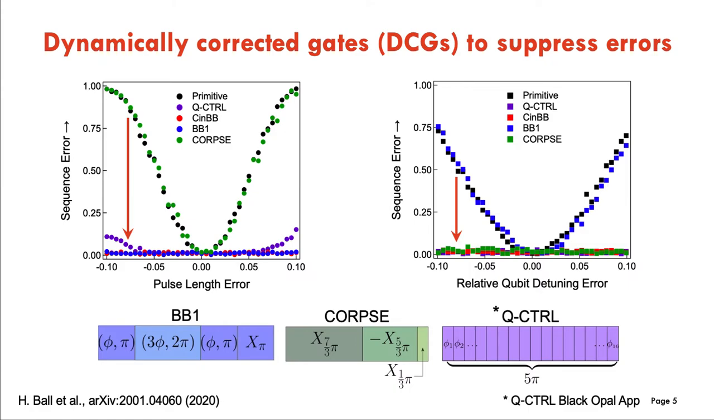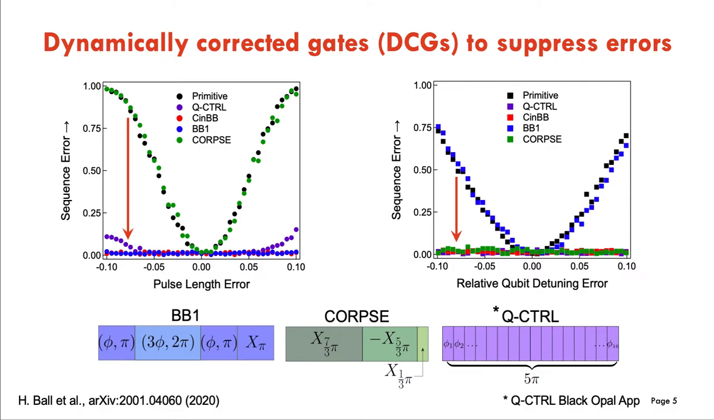Two DCGs called CORPSE and BB1 are single quadrature suppressing, so they can either suppress the off-resonance or the over-rotation errors. The gates C and BB and the optimized Q control pulse can suppress errors in both quadratures, shown by their robust flat results across a large error regime. So this is great. We can apply these DCGs to suppress our multi-qubit calibration errors.